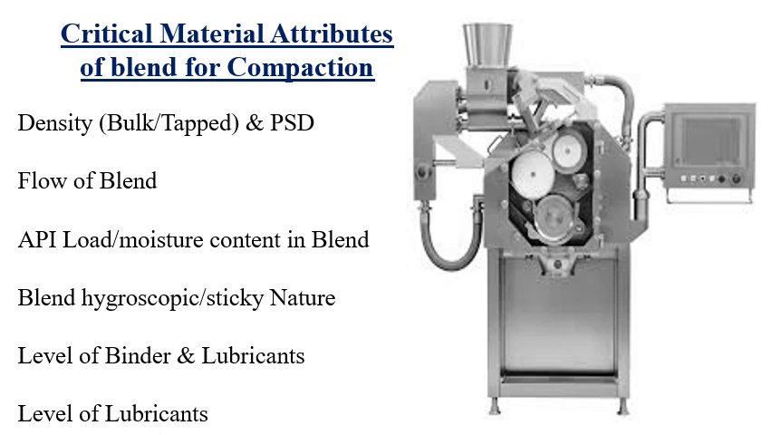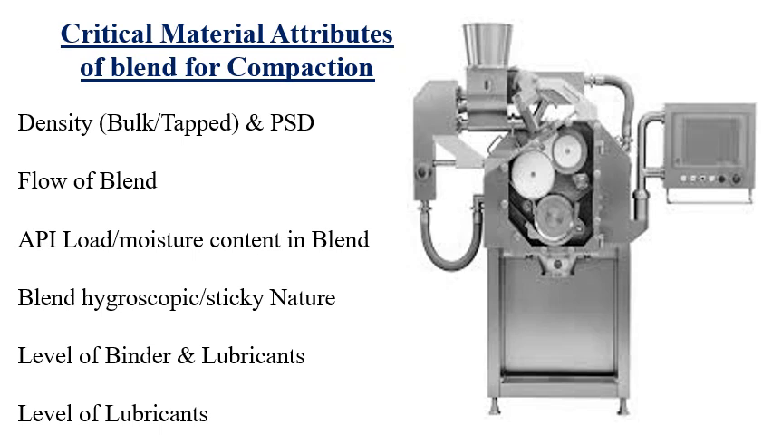If API content is more, then it may produce some flow problems. Moisture sensitivity of the blend may impact the roller compaction process. Then hygroscopicity or sticky nature of the blend may be a critical material attribute for roller compaction. If the blend is sticky in nature, then it will stick to the rollers.